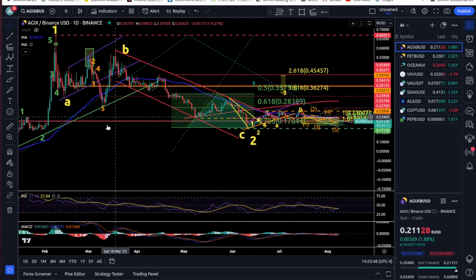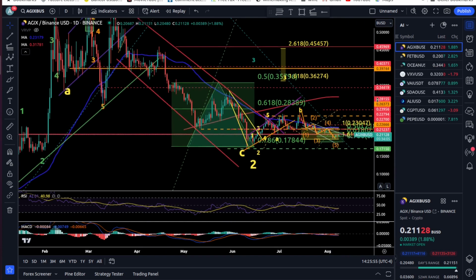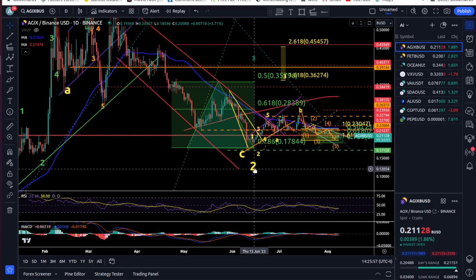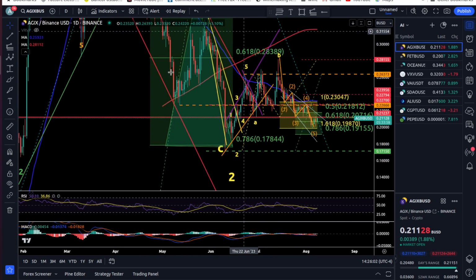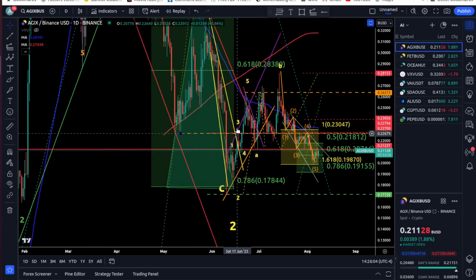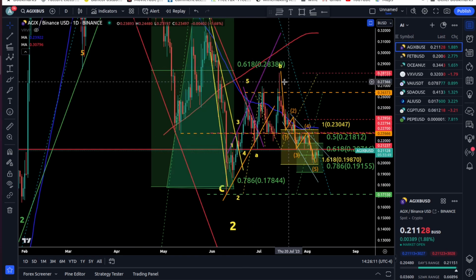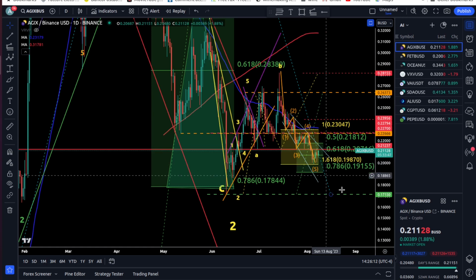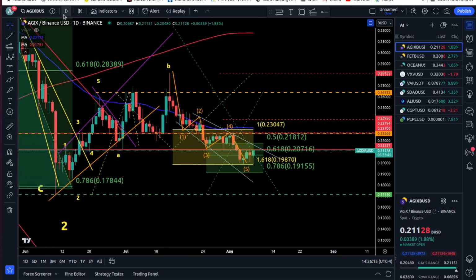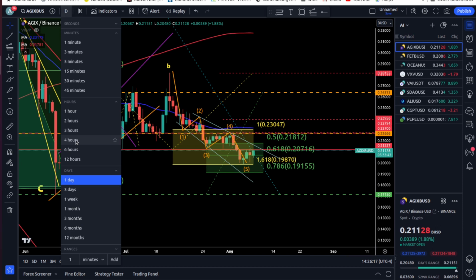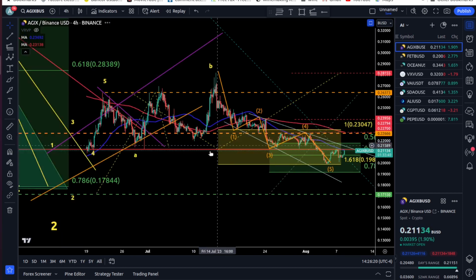Now, I believe we did the A, B, and a C. I believe our wave C completed. So our second wave in yellow should be completed now. And this is why we had 5 waves up. So this completes another wave 1. And now we're having this A, overshooting wave B, and this C. So now let me go maybe on the 4 hours so we have more detail on these waves.